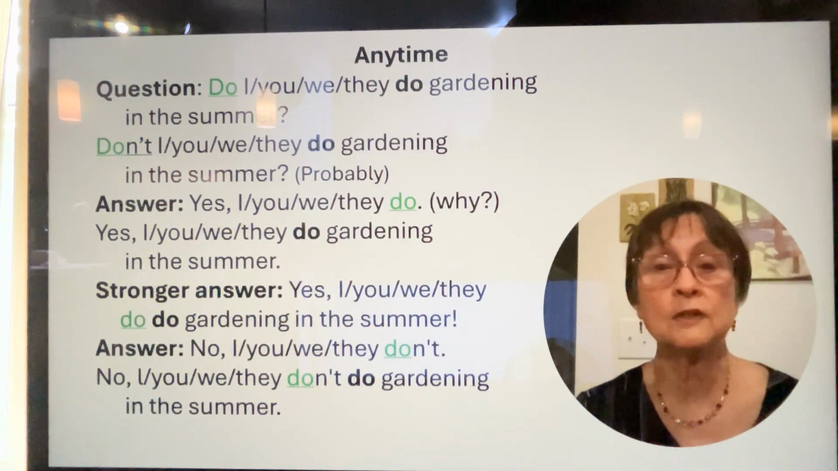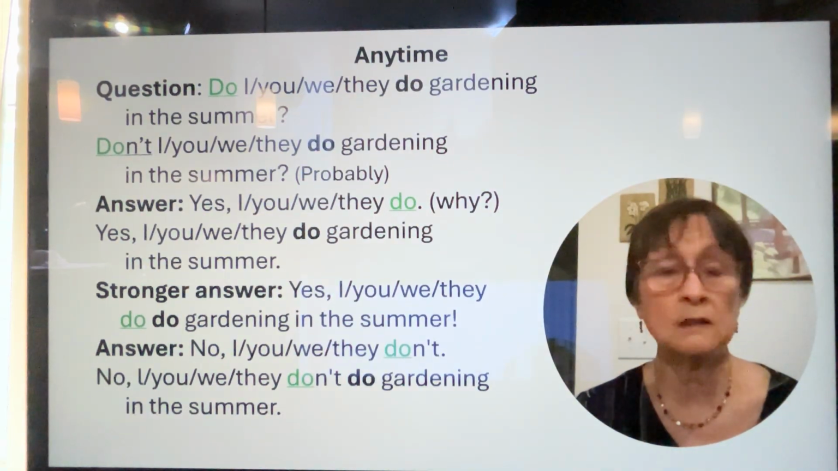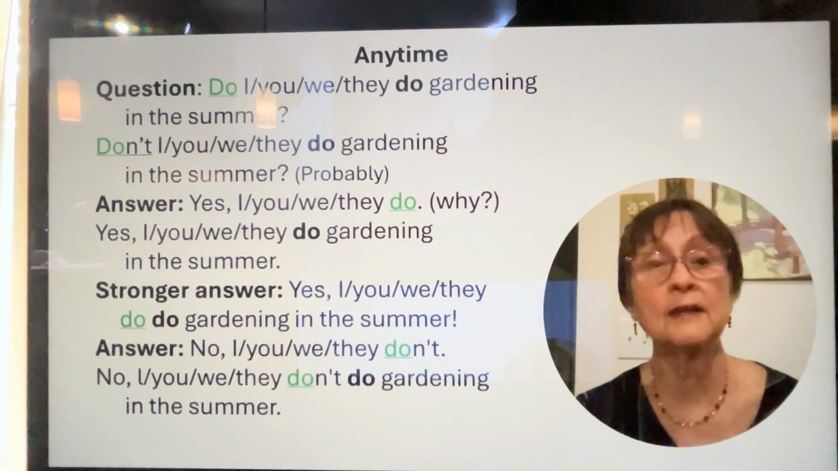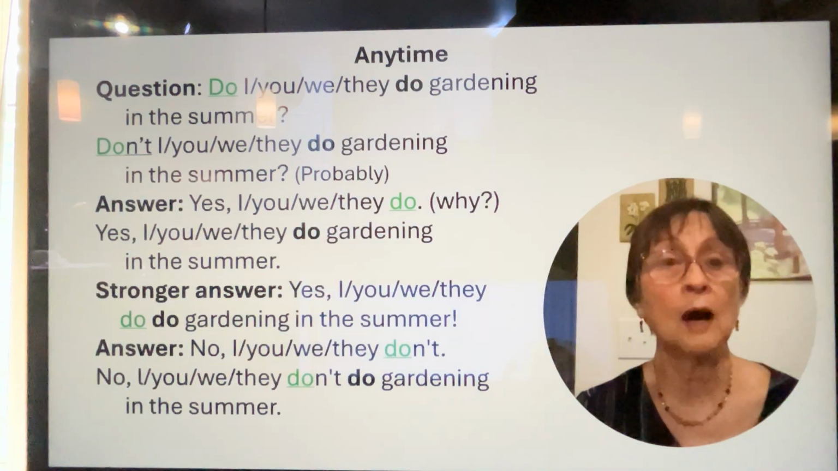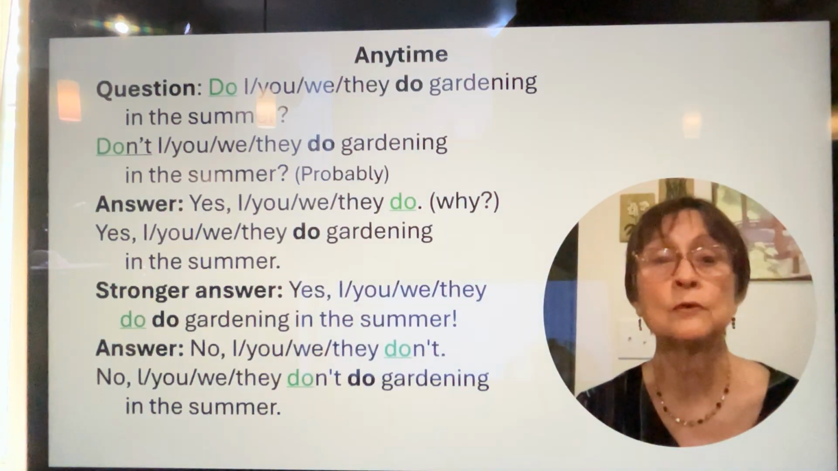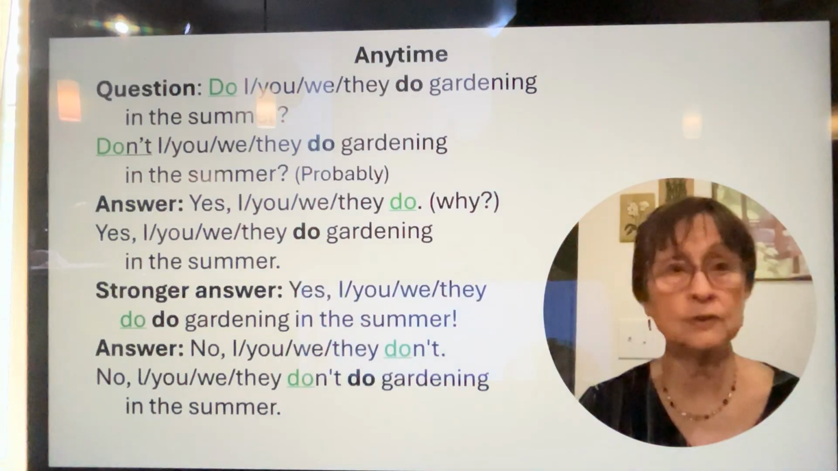There are two ways to say the question. It doesn't affect how you answer it. You could say, with a helper do and then the main verb do: Do I do gardening in the summer? Do you do gardening in the summer? Do we or do they do gardening in the summer?